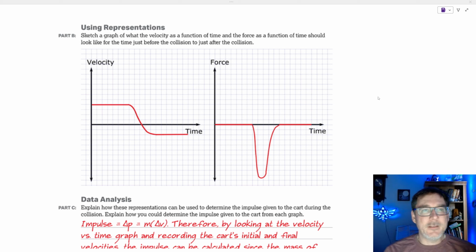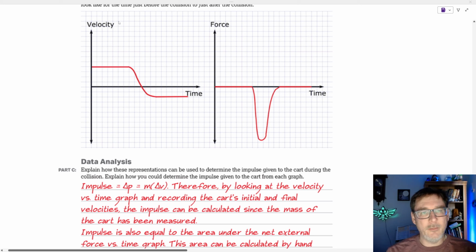Part B, sketch the graph of the velocity as a function of time and the forces as a function of time, what they should look like for the time just before the collision or just after the collision. These should look familiar to you, at least the one on the left. You've done a lab where you saw collisions happening, and this is the basic parts of it.